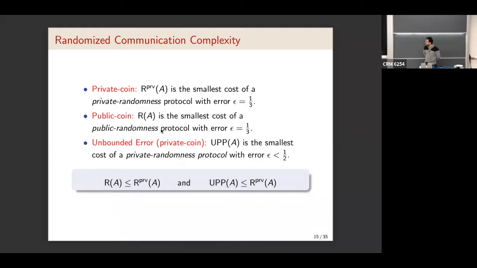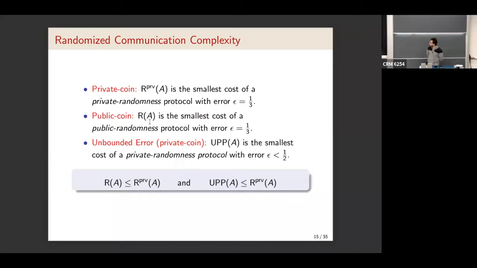So we can define these notions. This is the private randomized communication complexity of A, the smallest cost to achieve error 1/3. Then you can define the same thing with public coin, meaning shared randomness. When I don't put the superscript, it means public randomness. Those two are for when you want error 1/3. There's a third notion, which is the one related to sign rank, which is unbounded error.